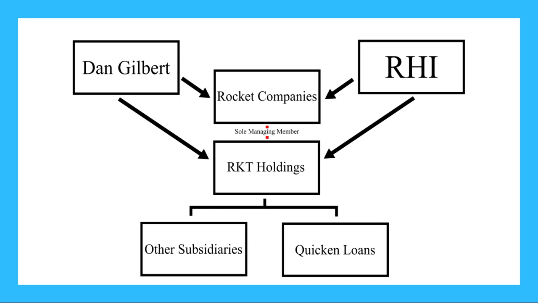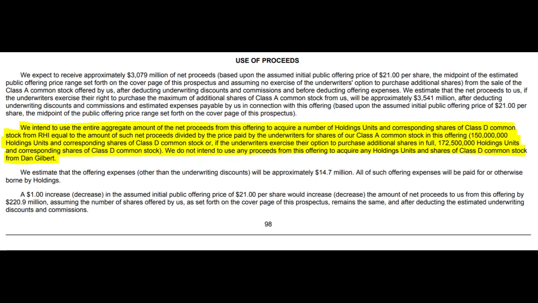Now, normally when a company IPOs, they plan to use the proceeds to help the company grow in some way, whether it be increasing inventory, building new locations, or a variety of other things. In this case, though, the sole purpose of Rocket Companies selling its Class A shares to the public was to use the money to purchase an 8% stake in RKT Holdings, which would then give them ownership in Quicken Loans and the rest of the subsidiaries.